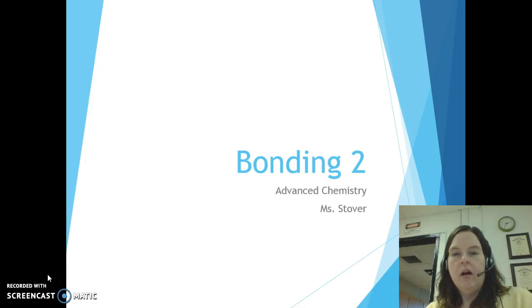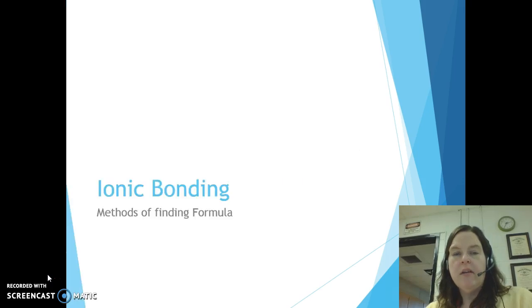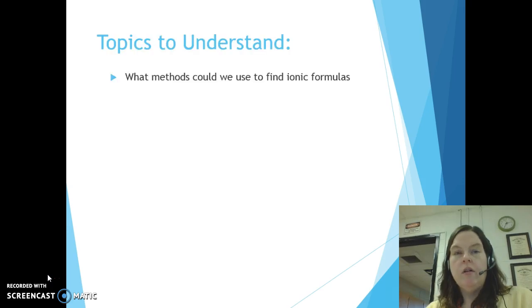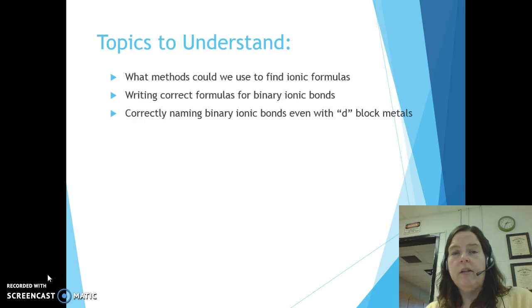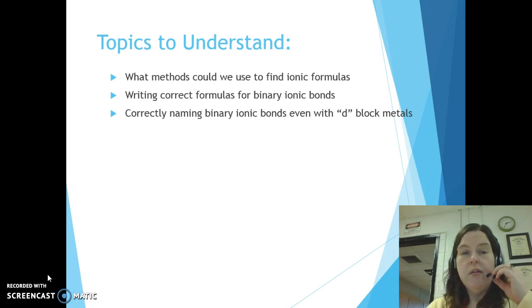Today we're on our bonding journey 2. We're going to be talking about ionic bonding, but this time methods of finding the formulas. Today we're going to try to figure out what methods we could use to find ionic formulas, and how we could use that. Writing correct formulas for binary ionic compounds and correctly naming binary ionic bonds, even with the D block metals in them. So we have to make sure that we figure that out. So we've got a couple things that we need to be looking at.